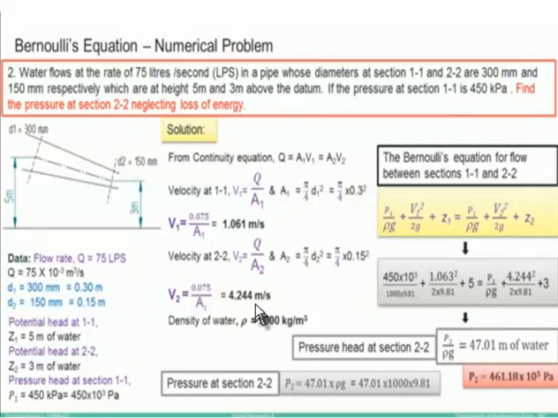Okay, so now the density of water, we already know that rho is equal to 1000 kg per meter cube, because he has given the pressure in terms of pascal, so we have to consider the density here also. Okay, and substitute all the values here. The pressure he has given is 450 into 10 raised to 3 divided by 1000 into g value, 9.81, that is P1 by rho g.